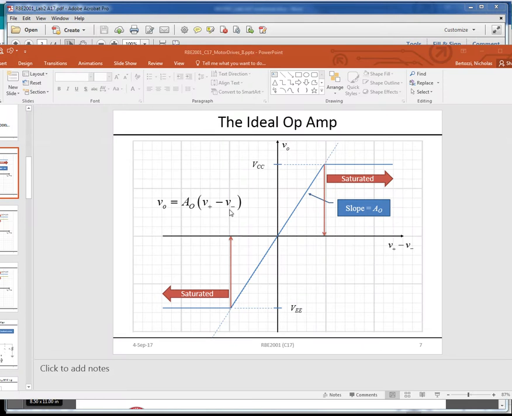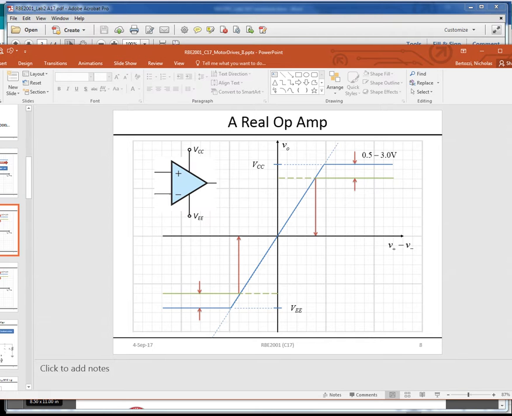so here's your ideal op amp where you can go right up to the rails, right? The voltage that's being supplied to power the op amp. You have this region where this equation, once it's saturated one way or the other, you're right at the rails. But in reality, you can't get all the way there.